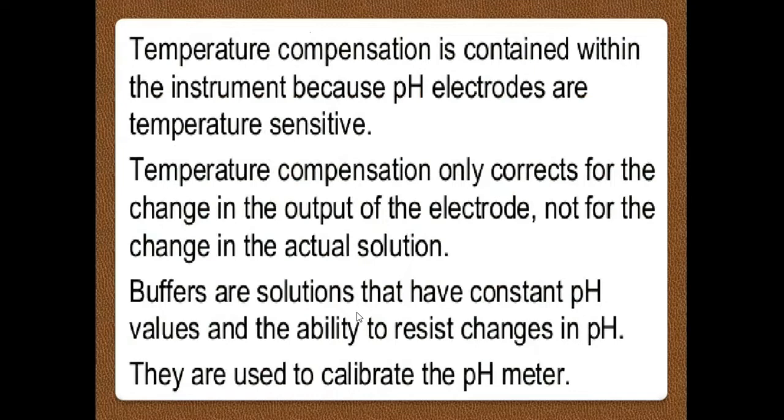Next is temperature compensation. Temperature compensation is contained within the pH meter, because pH electrodes are highly temperature sensitive, so you have to maintain the temperature. Temperature compensation only corrects for the change in the output of the electrode, not for the change in the actual solution. Buffers are the solutions we are going to see next. Buffer solutions have constant pH values and the ability to resist changes in pH, so they are used to calibrate.